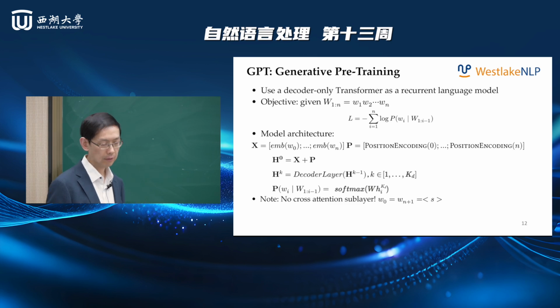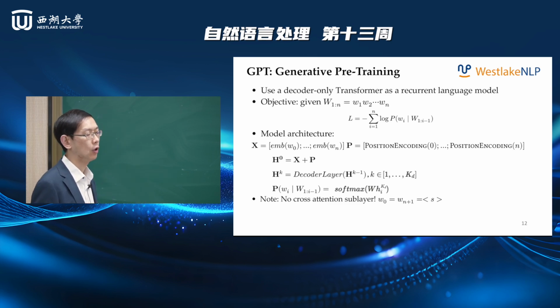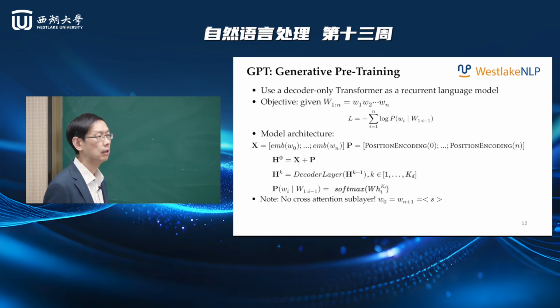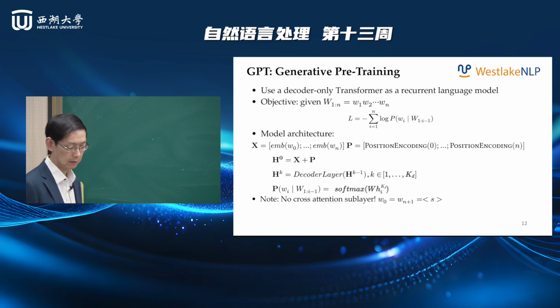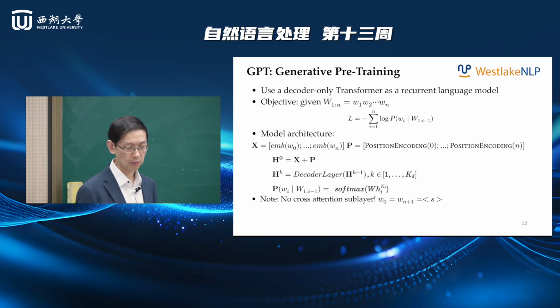As you can see, every token is augmented with the position encoding. And you take K transformer decoder layers, where at each token location you predict the output word using a single neuron. The only difference is that there is no cross-attention layer. And you can denote the beginning and the end of the sentences using the special S token.